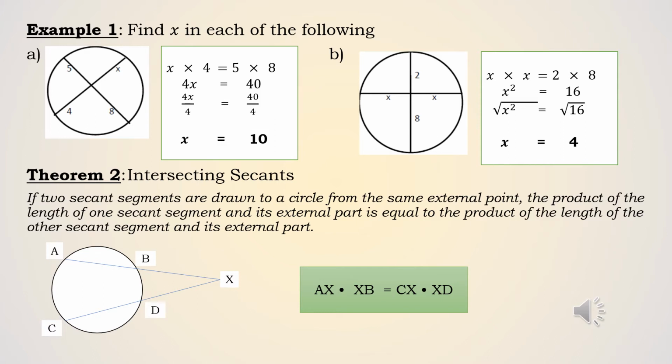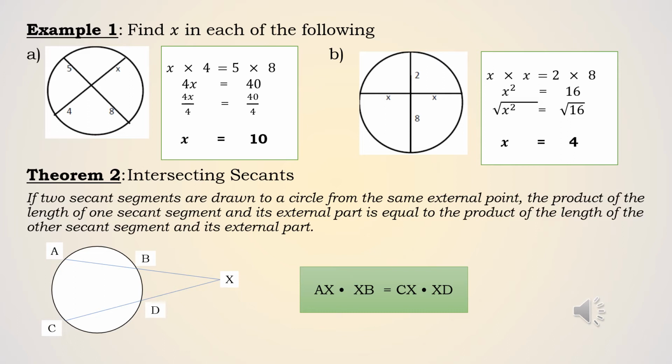Part B, the first chord has x and x. The second chord has 2 and 8. So the product of the first chord is x times x, and that is equal to the product of the other chord, 2 times 8. So x squared is equal to 16.